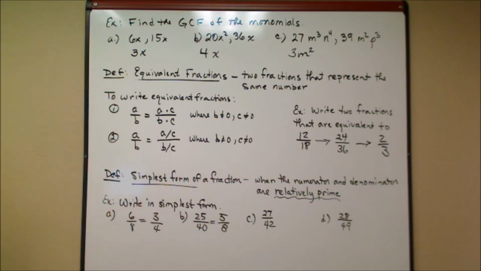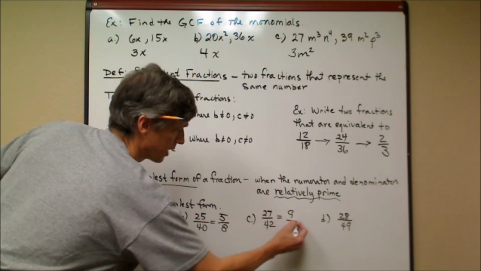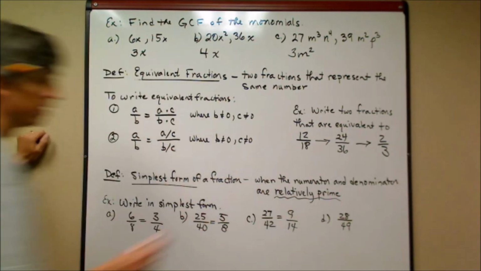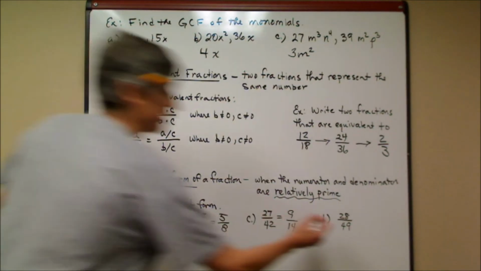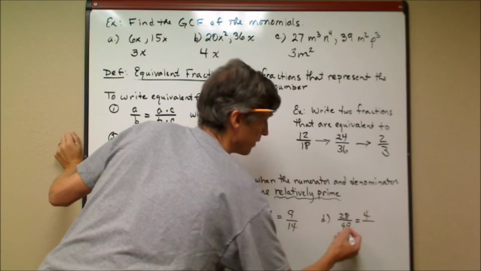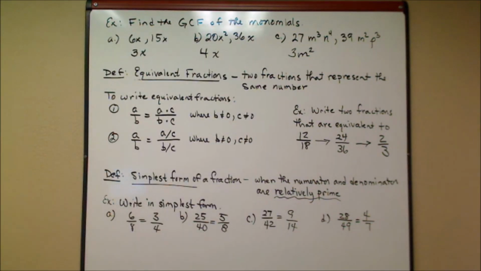My GCF of the next one there, 27 over 42. For 27/42, my GCF is 3. 3 goes into both evenly, so 3 into the top 9 times, 3 in the bottom 14 times. And then 28 over 49, I'm looking for something that divides evenly into 28 and 49. I'm thinking 7. 7's my GCF. I divide the top by 7, it goes in 4 times. I divide the bottom by 7, it goes in 7 times. And those are considered simplest form.